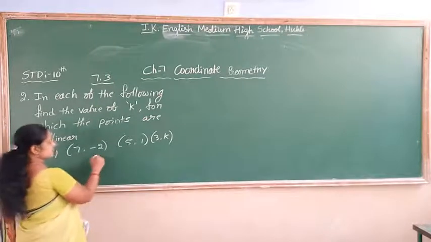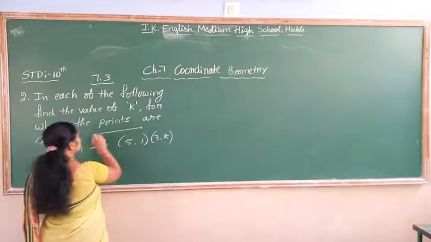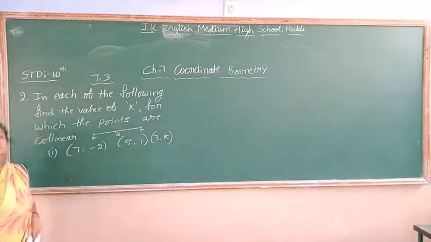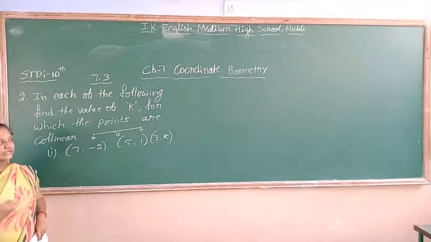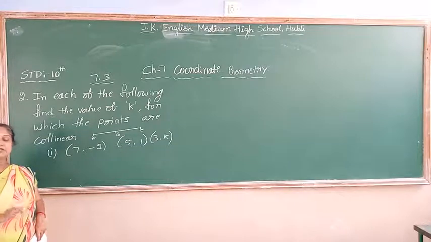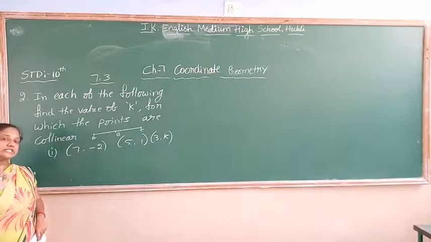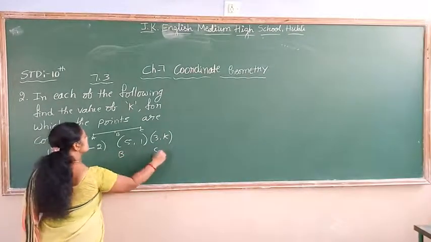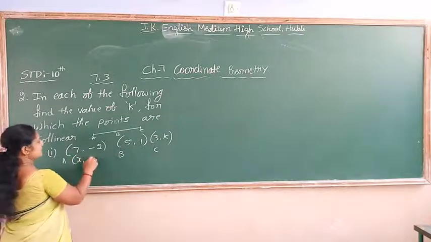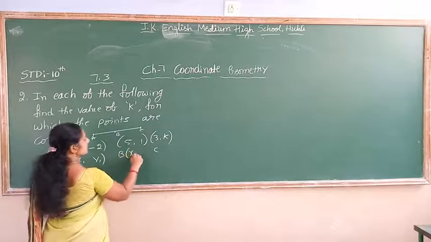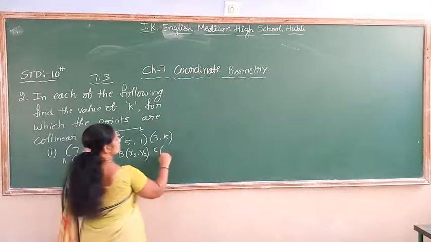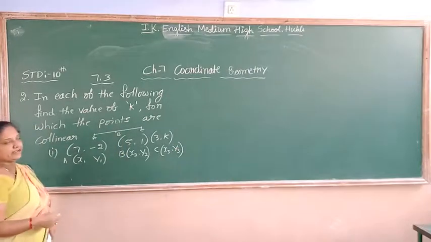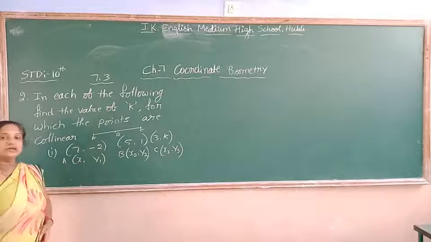Collinear means all of these 3 points are going to come on one single line. Then the area of these collinear points will be 0. Area of triangle here is not formed, so area becomes 0 when these 3 points are collinear. Let the points be A, B, C. This is x1, y1, this is x2, y2, and this is x3, y3. Then here the area of triangle becomes 0. So I write the area of triangle formula.